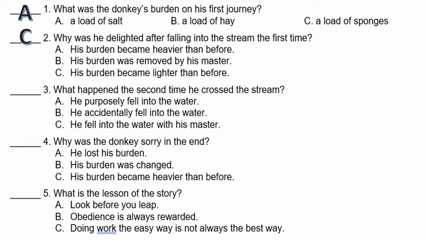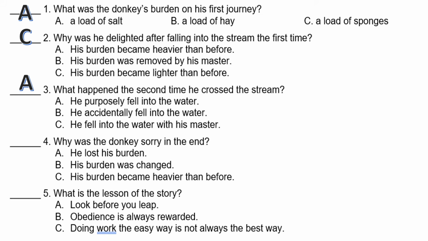Number 3. What happened the second time he crossed the stream? A. He purposely fell into the water. B. He accidentally fell into the water. Or letter C. He fell into the water with his master. The answer is letter A.